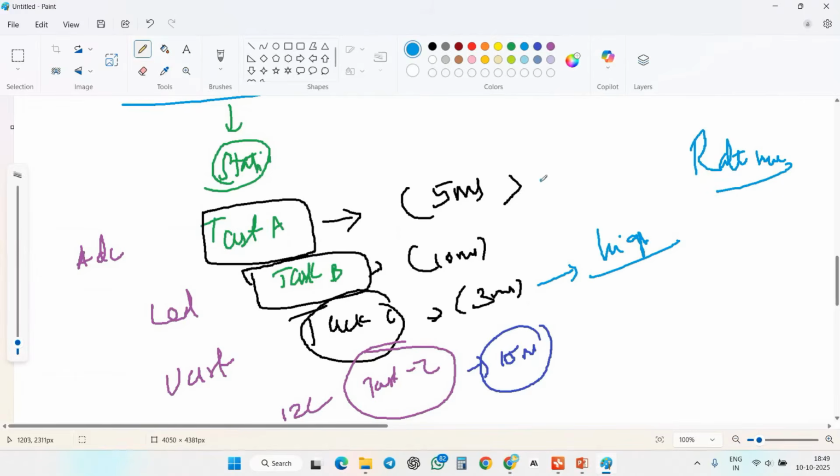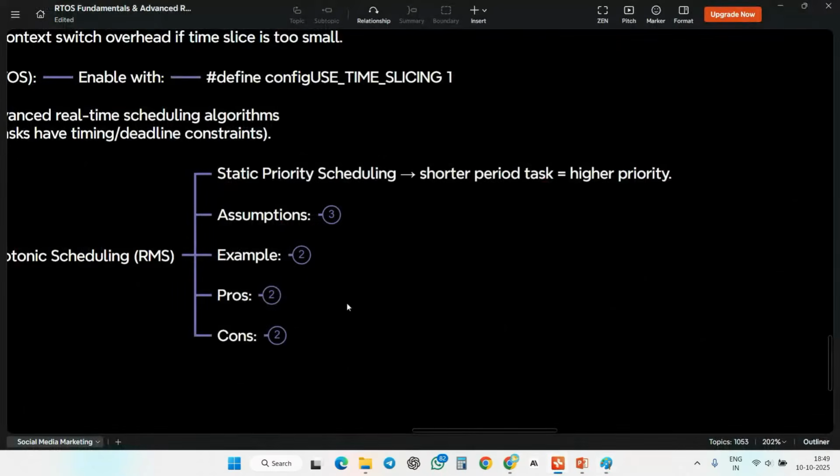Then it schedules task A, this is first and this is second, then it schedules task B, and then task Z is scheduled. So based on the time period taken by each and every task, if you look at it this way, it is called rate monotonic scheduling.